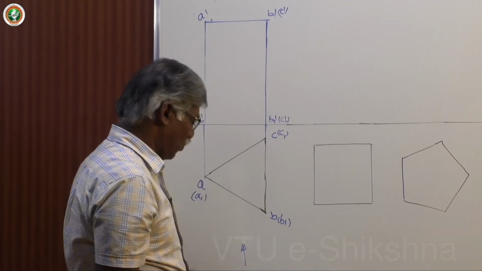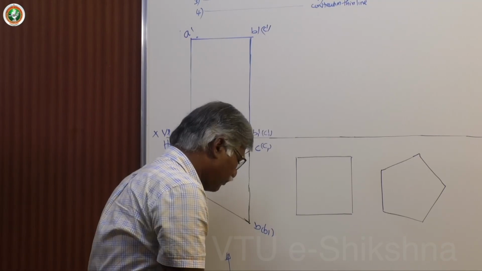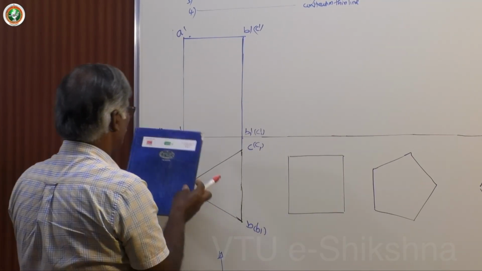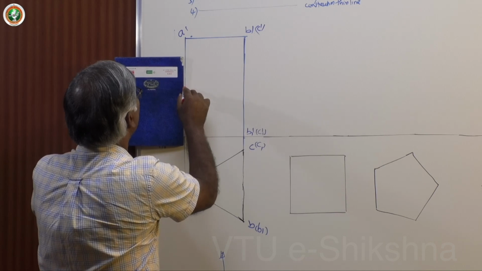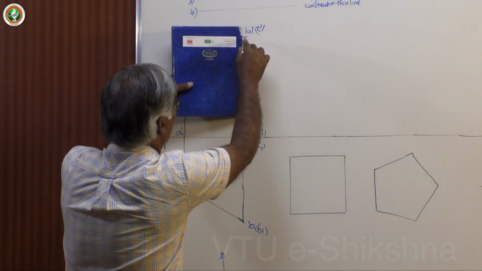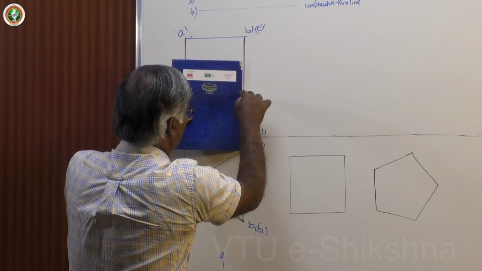You have to darken this portion. So, this is to be darkened. Suppose that this is the final position of the solid. You must darken this.